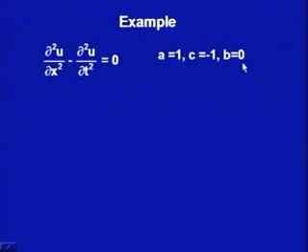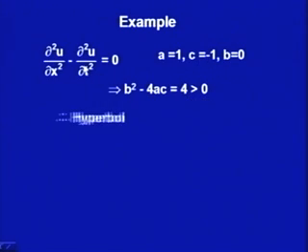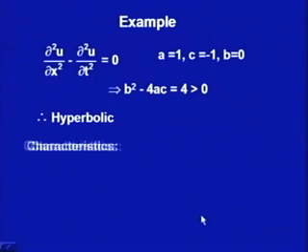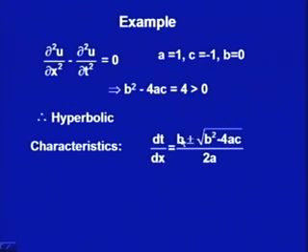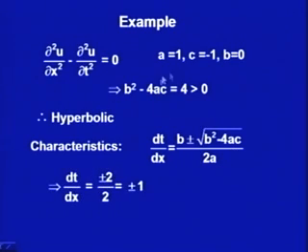So, b is 0. What we are getting, b square minus 4ac, from here we would be getting 0 minus 1 into minus 1, that is plus 4, which is positive. So, this equation is hyperbolic, and the characteristics would be given by b plus minus square root of b square minus 4ac upon 2a. Since b is 0 and b square minus 4ac is 4, we would be getting plus minus 2 by 2, that is plus minus 1.